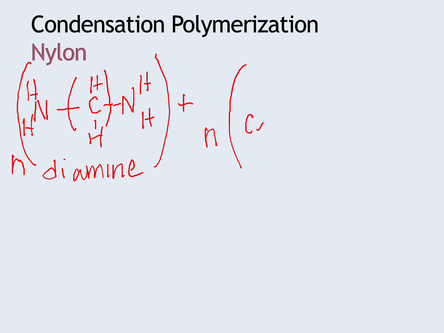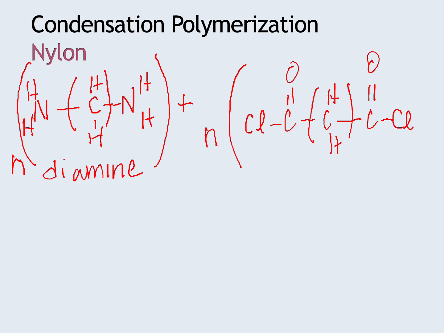So I've got chlorine, and then a C double bond O. And then I've got my CH2. And then another C double bond O, Cl. It's a diacid. And those two react. Let's say in this chain, there's X is the number of carbons in this chain. And in this chain, let's say there's Y as the number of carbons in that chain.